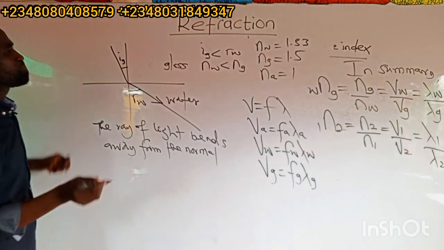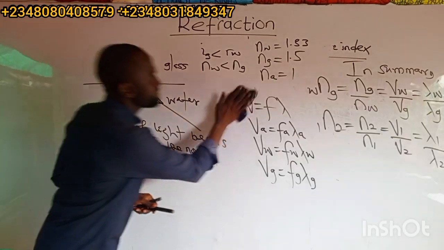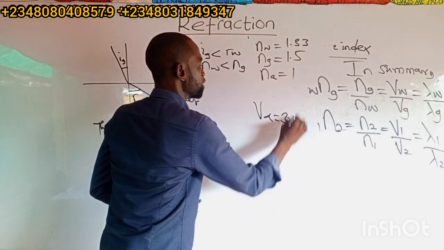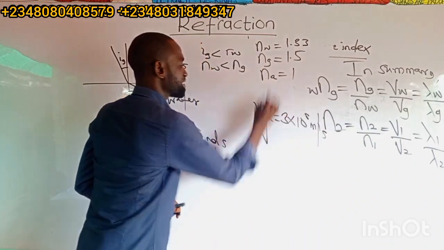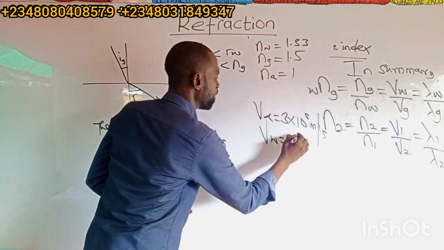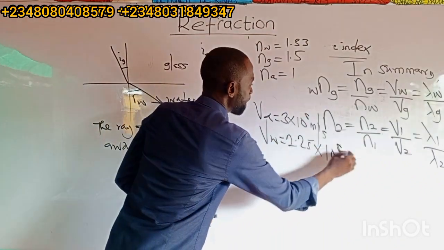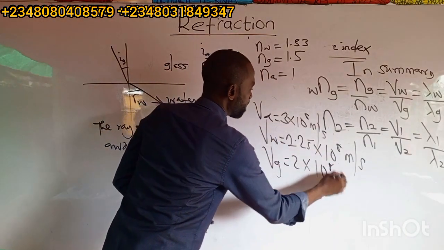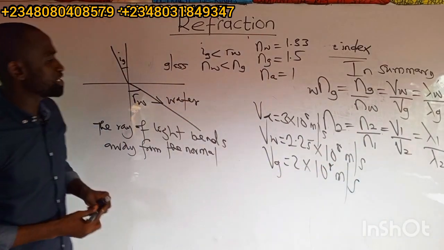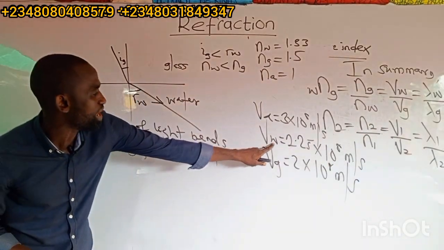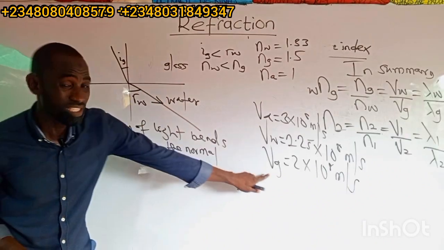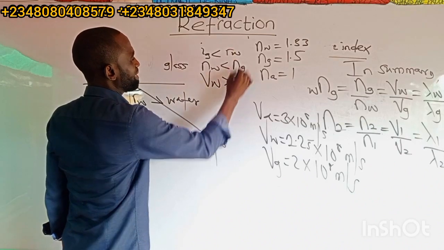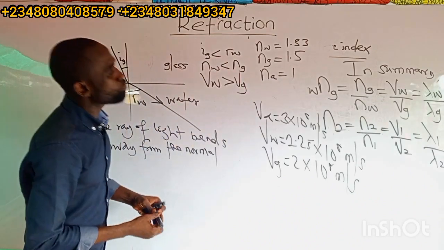What about the speed of light? Speed of light in air is 3 times 10 to the power 8 meters per second. Speed of light in water is 2.25 times 10 to the power 8 meters per second. Speed of light in glass is 2 times 10 to the power 8 meters per second. So in terms of speed, the speed of light in water is greater than the speed of light in glass. Take note.